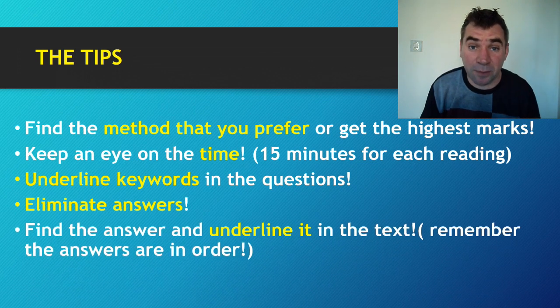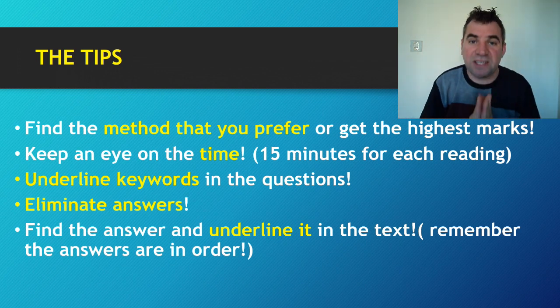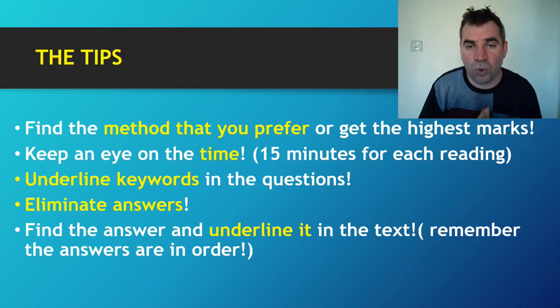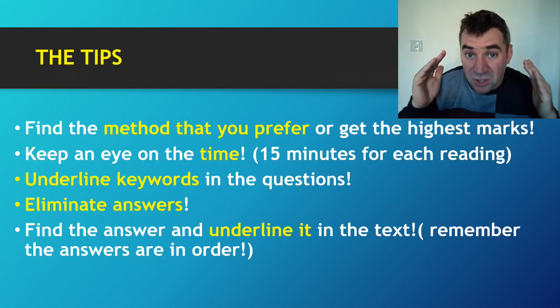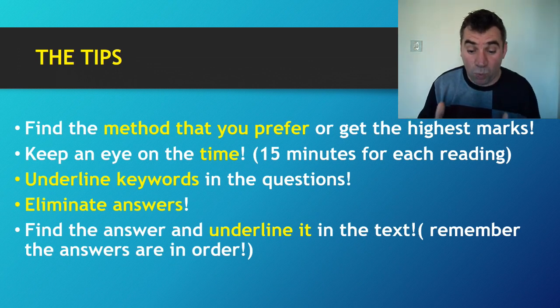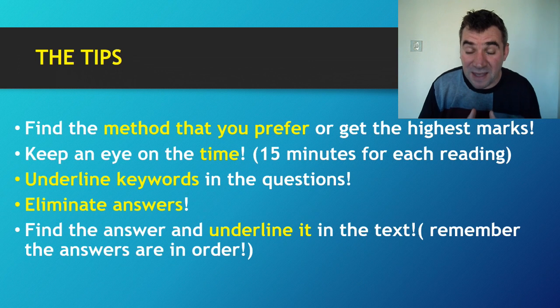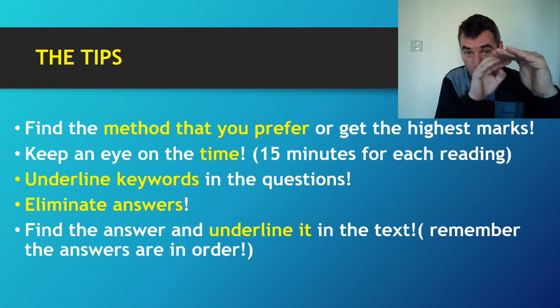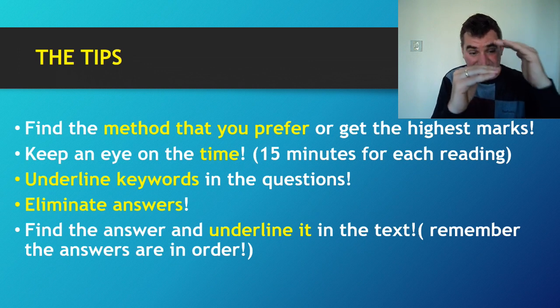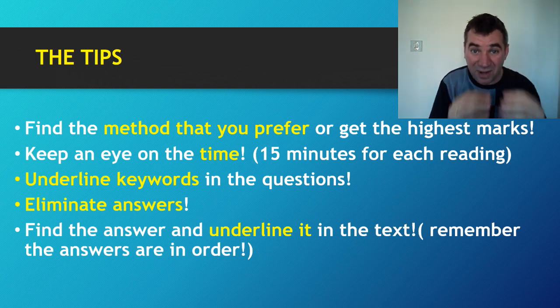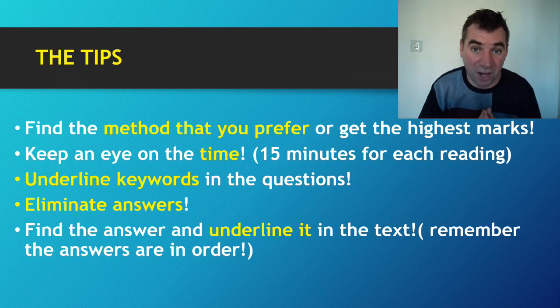And this is why I always say to my students, find the answer and underline it. Because if you're finding the answer in the text, you've got far more chance of getting it right. The other reason why you want to underline the answer in the text is because in the FCE exam, the answers are in order. So if you find the answer for number 1, number 2 is going to be under it. If you find number 2, number 3 is going to be under it. It really helps you if you find and underline the answer.